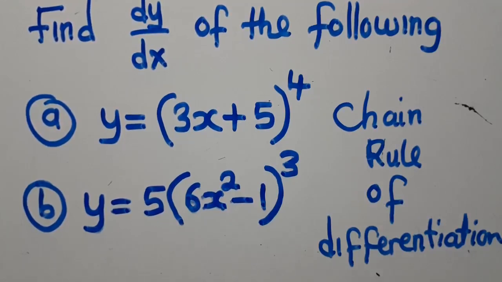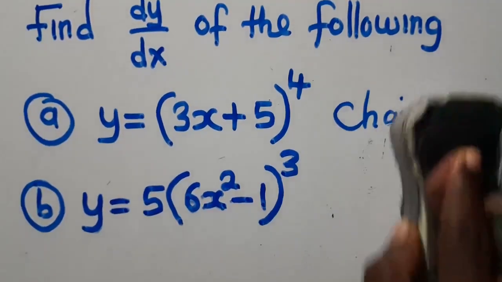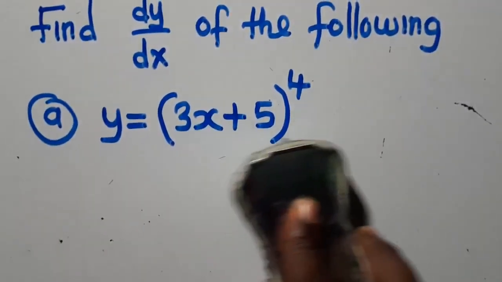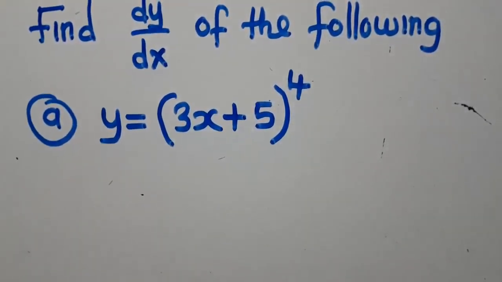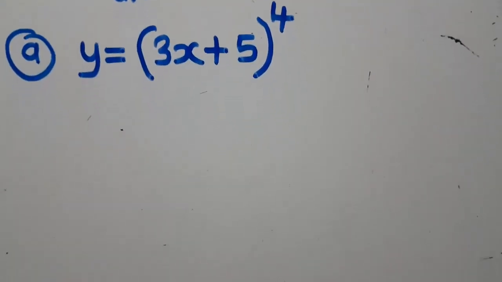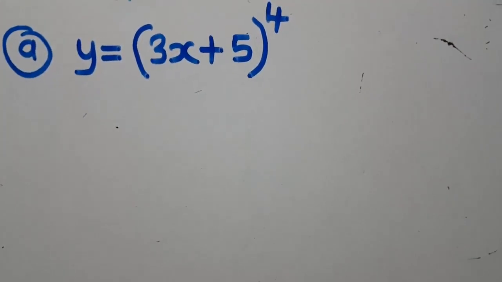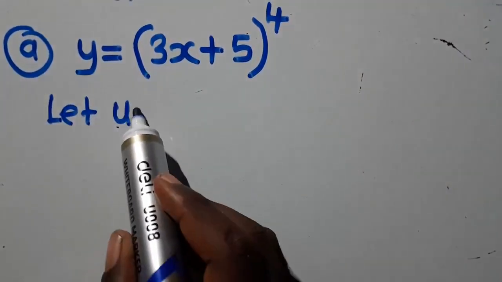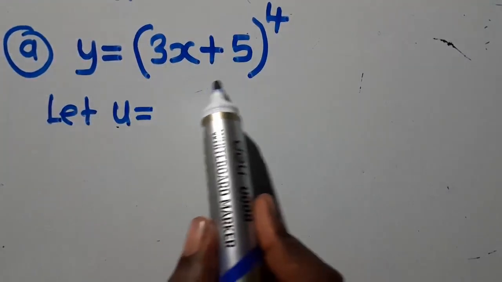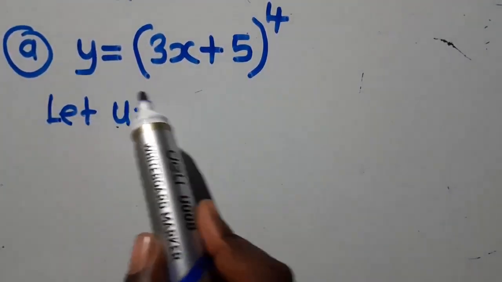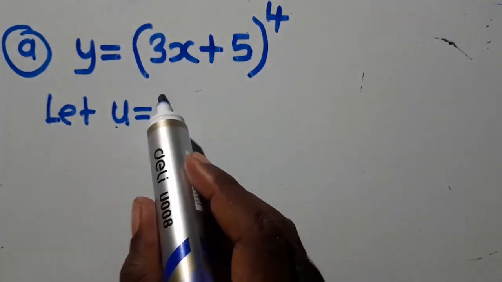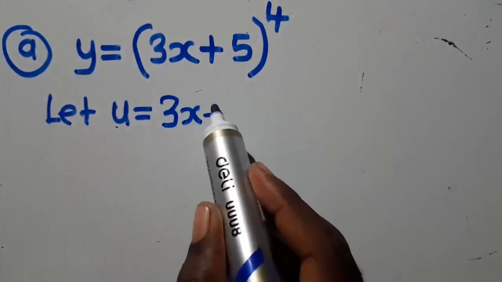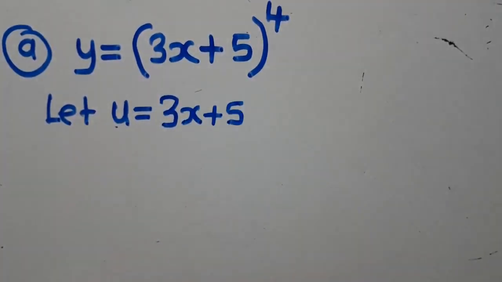So starting with the first one, you are given this function and you want to differentiate. How can you differentiate this? The first thing you need to do is say, let u represent what is in the brackets. Just get what is in the brackets. So what do you have? 3x plus 5, like that.